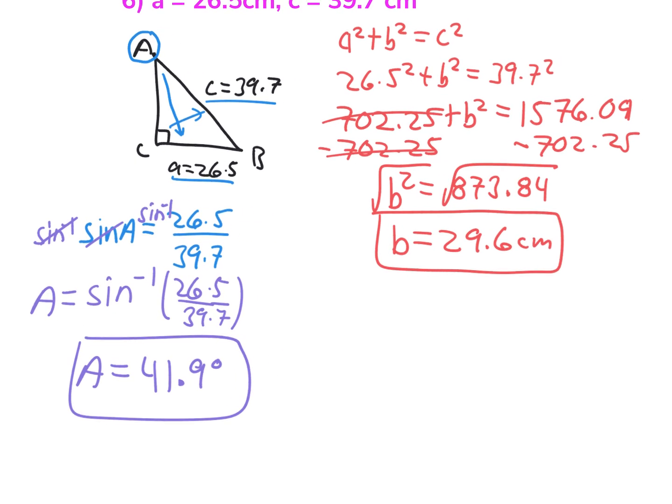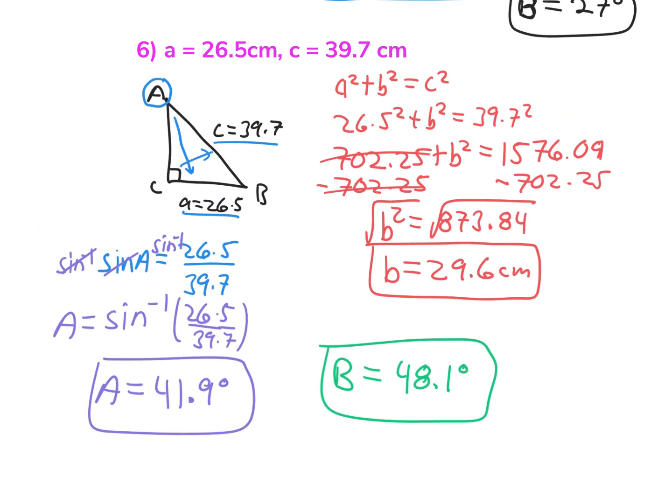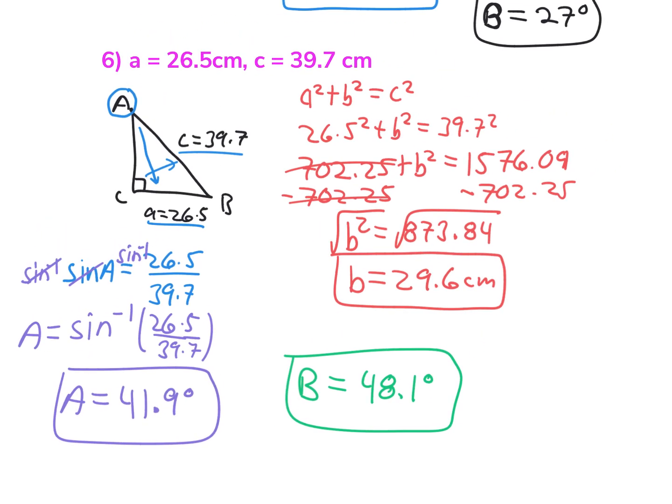And then lastly, to get our angle B, you're going to do 180 minus 90 minus 41.9. And then that should be super quick. It should get you 48.1 degrees. And then we solved our triangle. We found every side. We found every angle.